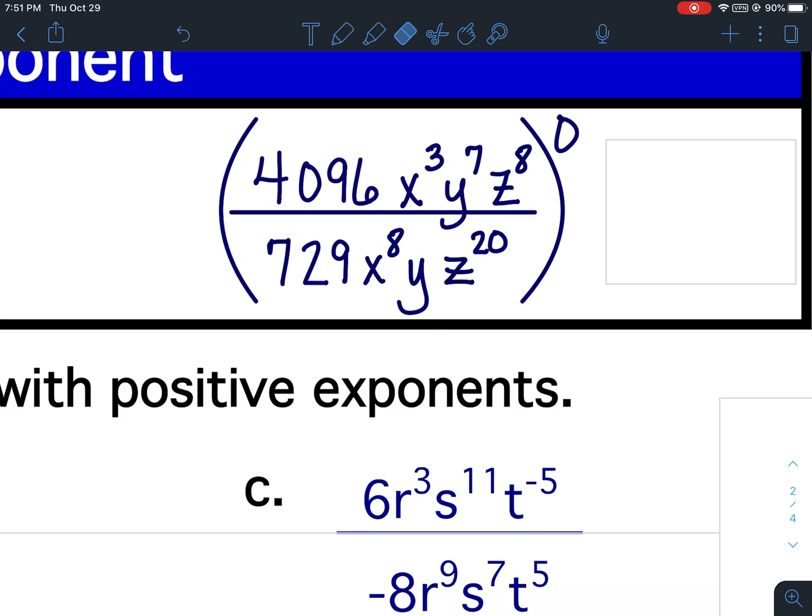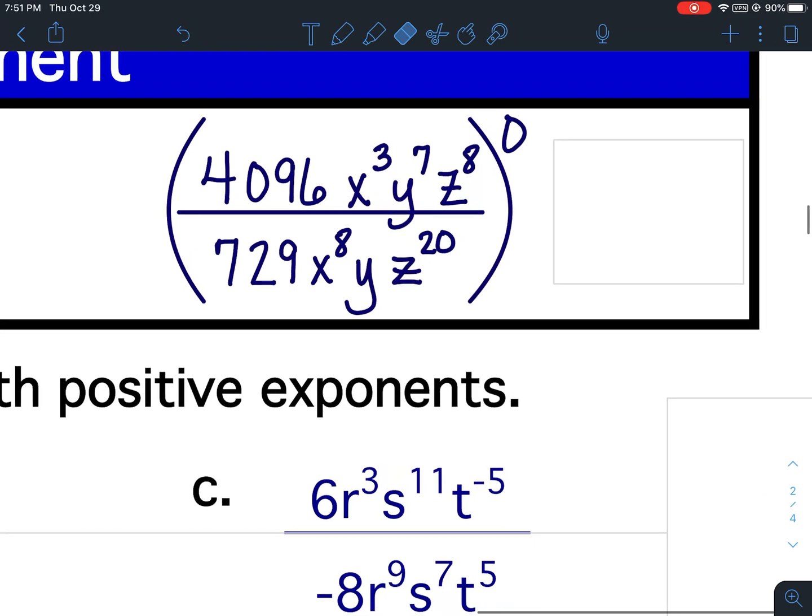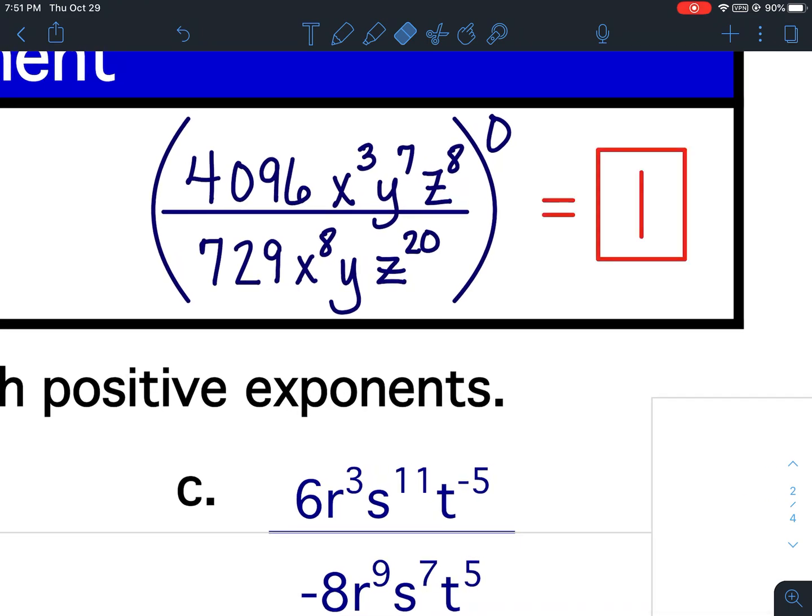Now, when you look at this, a lot of people want to start dividing right away because you're supposed to do what's inside the parentheses, which I completely understand. But as long as none of those variables are 0, then anything to the 0 power is 1.